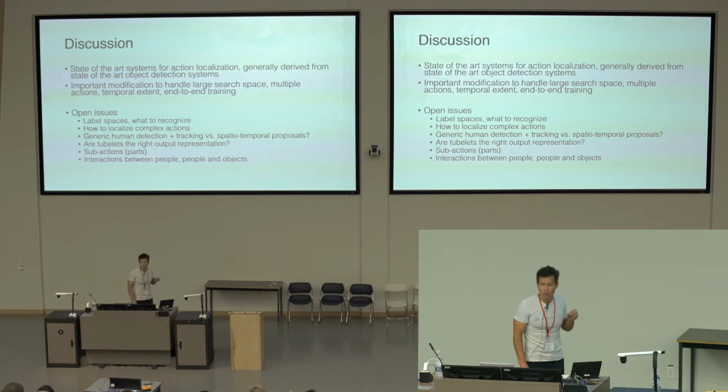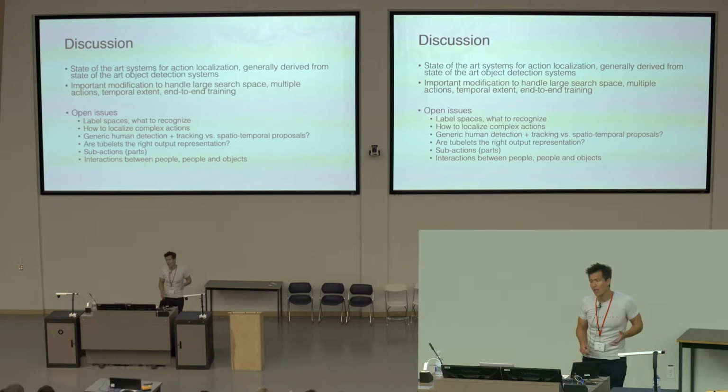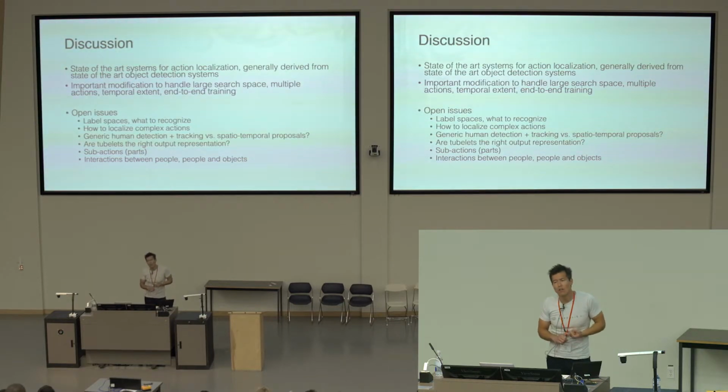All right, so the short thing is this was a brief highlight into action localization. State-of-the-art systems are generally derived from state-of-the-art in object detection, but there are important modifications you need to make to handle the large scale space, multiple actions, temporal extent, actually being able to do end-to-end training with these models. And I think that there are, again, a lot of exciting open issues that exist here around defining good label spaces, what to recognize, how to localize complex actions.